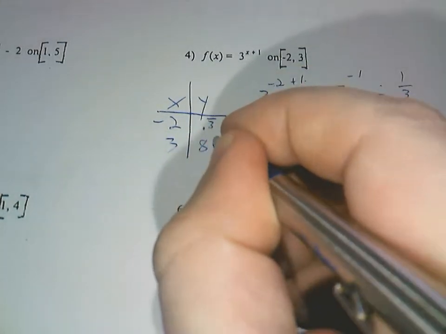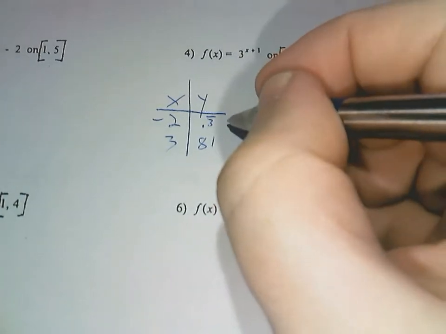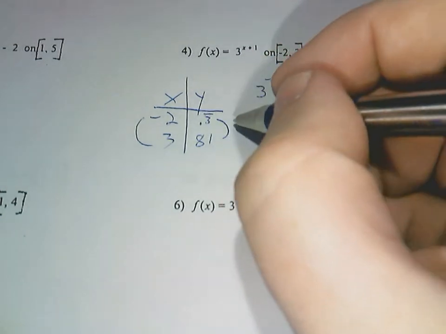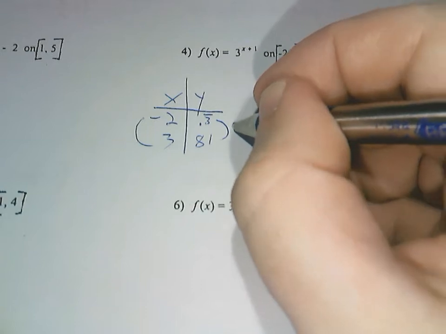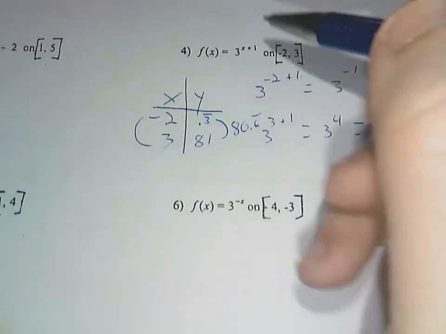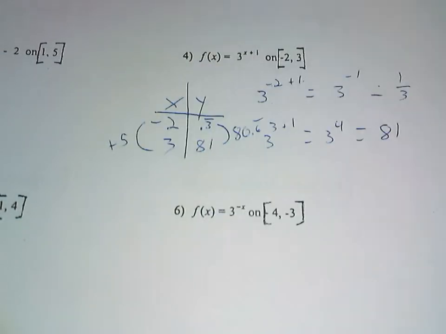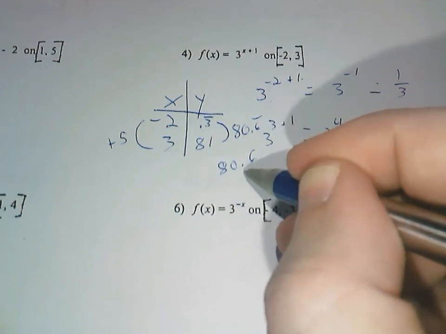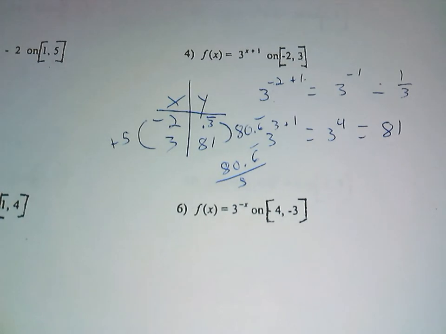Okay, so 81 there. So again, when I find the change in y, I put it over the change in x. Change in y, I added 80.6 repeating. And then in x, I added 5. So the average rate of change would be 80.6 repeating all over 5. And that's all I'm doing here.